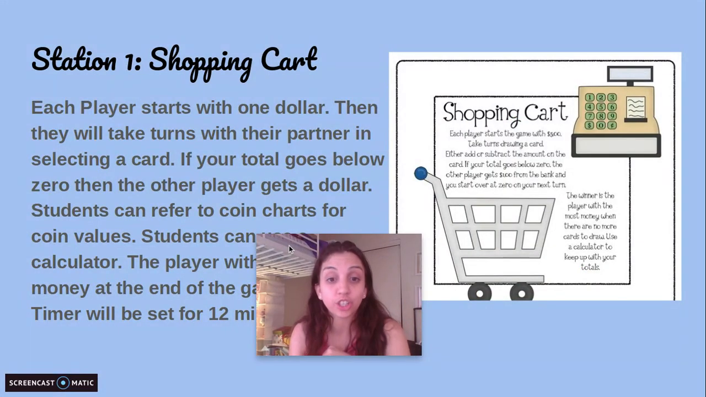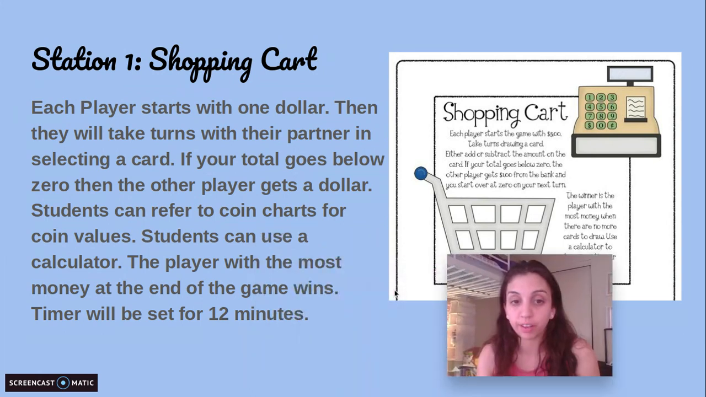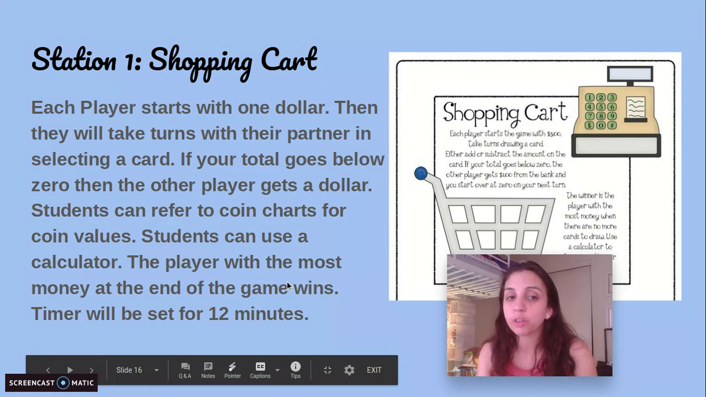The first station: everyone's going to start with $1. Then they're going to take turns with their partner in selecting a card. If your total goes below 0, then the other player gets $1. Students can refer to the coin charts all around my room because I have lots of visuals for them to refer to when it comes to the money value. The player with the most money at the end of the game wins.